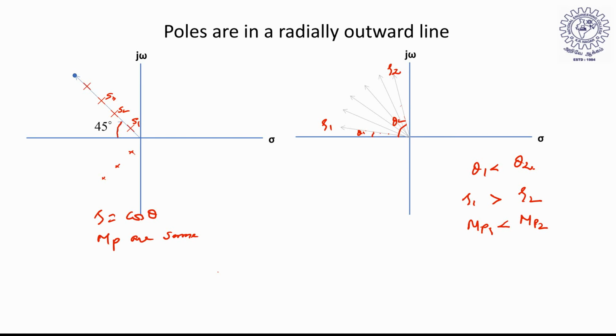If theta is a larger value, obviously your zeta will be a lesser value, so peak overshoot will be larger. Okay, that information we can gather from this: if poles lie on the same radially outward line, the zeta remains the same, and peak overshoots remain the same.